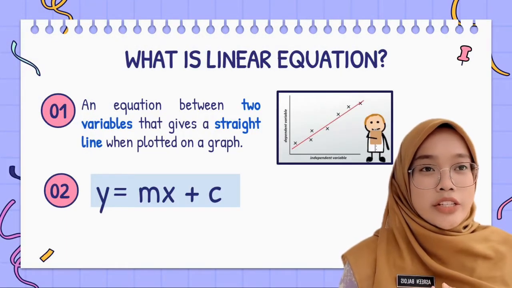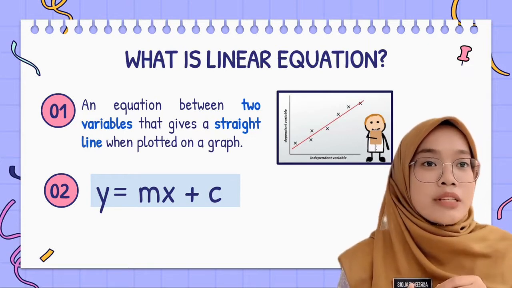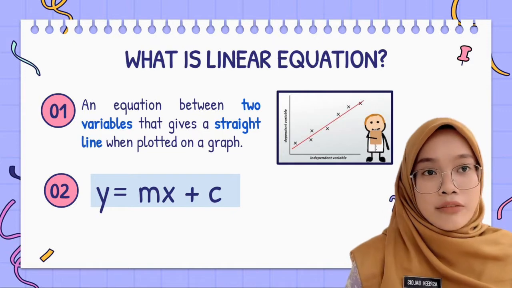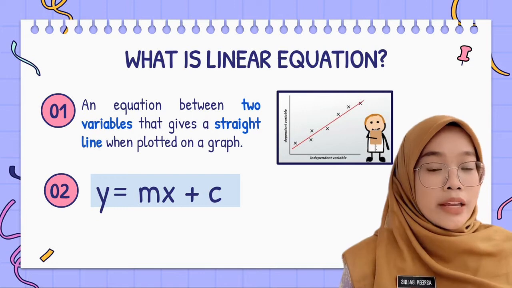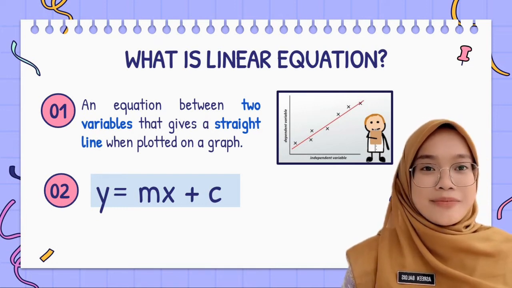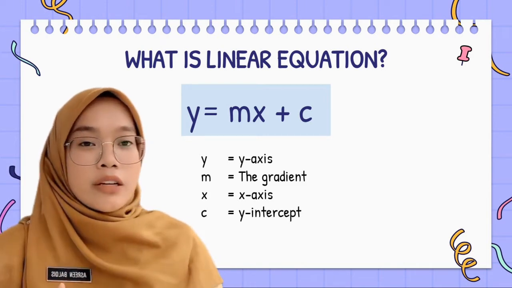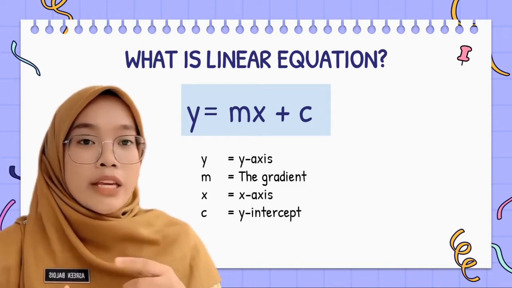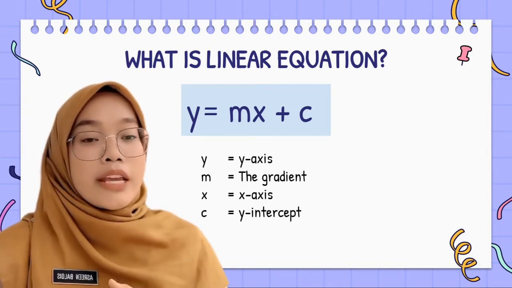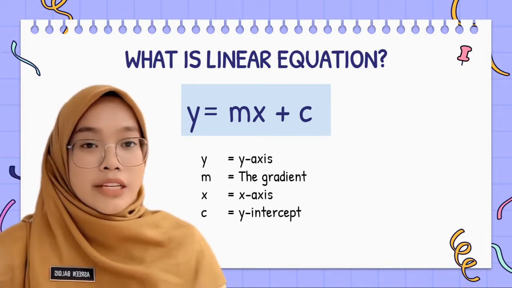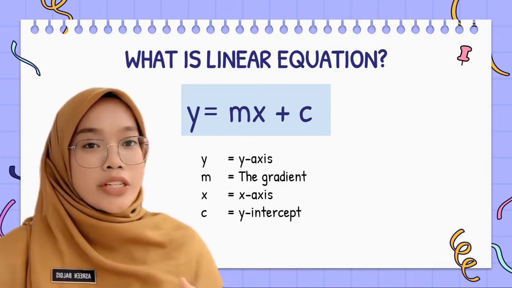What is a linear equation? Let me tell you. A linear equation is an equation between two variables that gives a straight line when plotted on a graph. In linear equations, the most important thing that one must know is y equals mx plus c. Okay, let's continue our presentation with this equation. What are those? Y equals mx plus c has their own meaning inside the symbol. Y is the y-axis, m is the gradient, x is the x-axis, and c is the y-intercept of the equation.